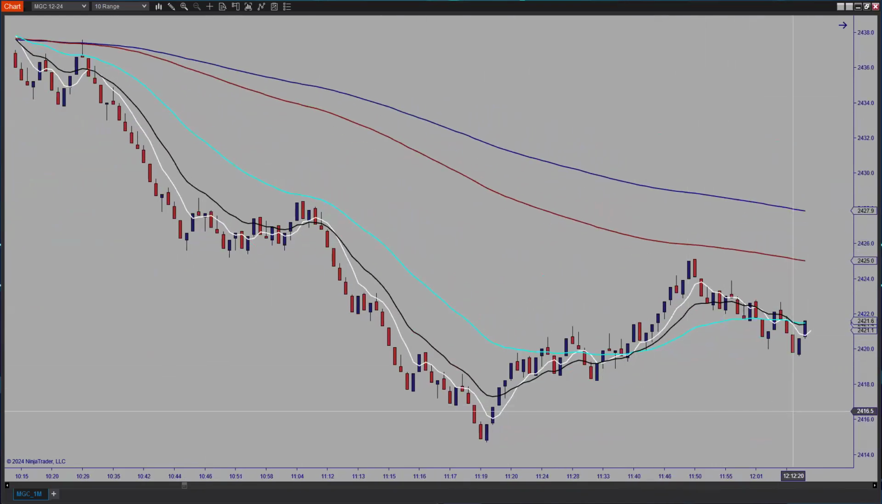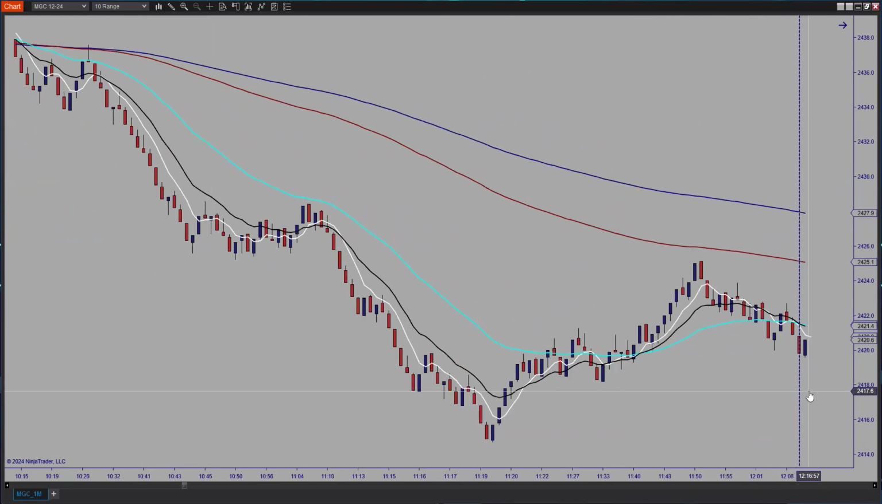Okay, 13 cross below the 34. What do you guys think about this one? You can use minis, full size, micros, doesn't matter. What about this trade? Good, no, didn't come back enough. Yeah, it's up to you on this.